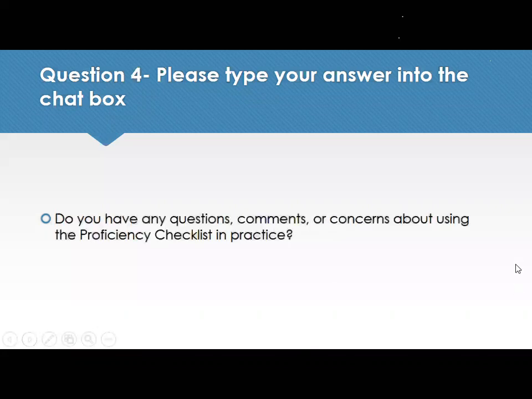All right, does anyone have any questions, comments, or concerns about using the proficiency checklist in practice up to this point? That can really be anything that's on your mind at the moment about collecting those 4 checklists, either the self-assessment or direct observation. Is there any part of the checklist that seems confusing to you? That can include the back portion with the self-assessment piece. Feel free to unmute or type into the chat box.